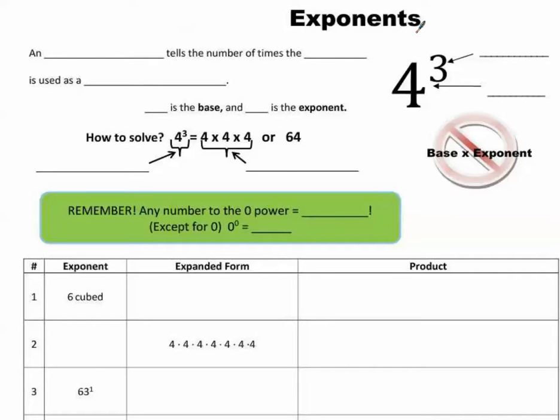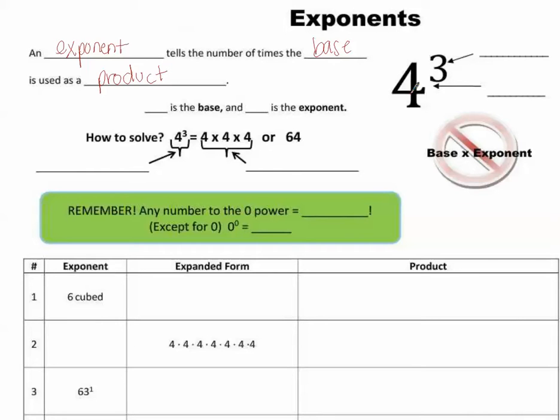Today we're going to talk about exponents. An exponent tells the number of times the base is used as a product.